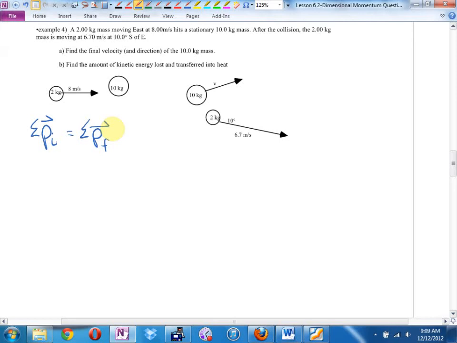Before the collision, what's moving? Mass 1, mass 2, or both? Mass 1. After the collision, what's moving? Mass 1, mass 2, or both? Both separate or stuck together? You'll notice I'm leaving lots of space because I know underneath this I'm going to be drawing arrows, pictures.